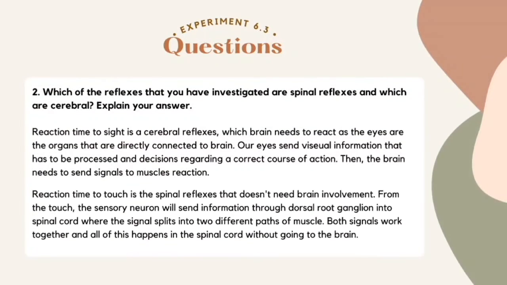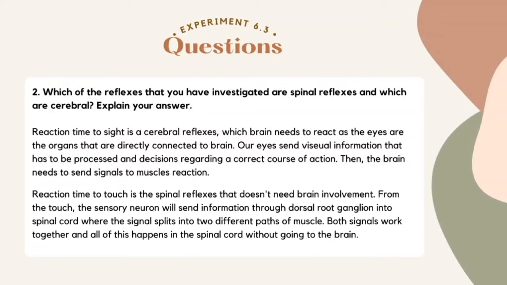The next question is, which of the reflexes that you have investigated are spinal reflexes and which are cerebral reflexes? And explain your answer. Reaction time to sight is a cerebral reflex, where the brain needs to react, as the eyes are the organ that is directly connected to the brain. Our eyes sense visual information that has to be processed, and a decision is made regarding the correct course of action. Then the brain needs to send the signal to the muscle region.